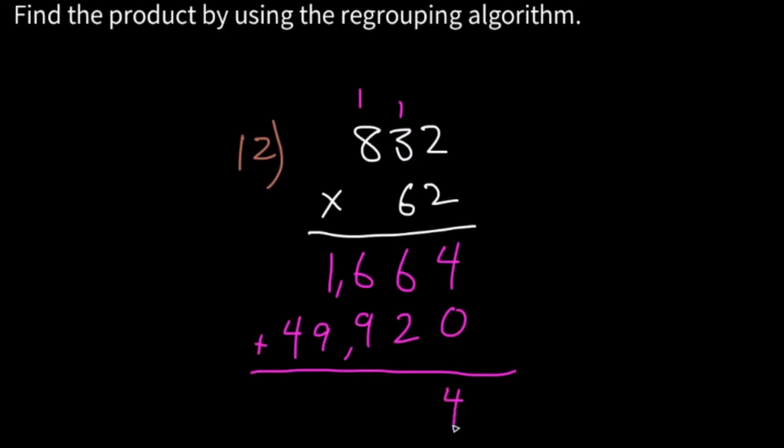4 and 0 is 4. 6 and 2 is 8. 6 and 9 is 15. Carry the 1. We have 2 plus 9 is 11. Carry the 1. And 1 and 4 is 5. So the final product is 51,584.